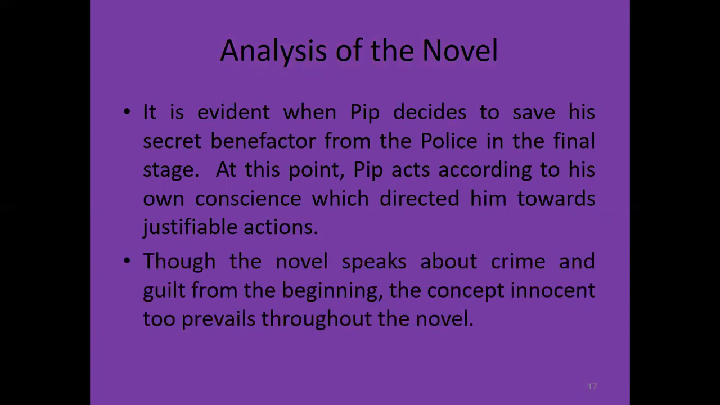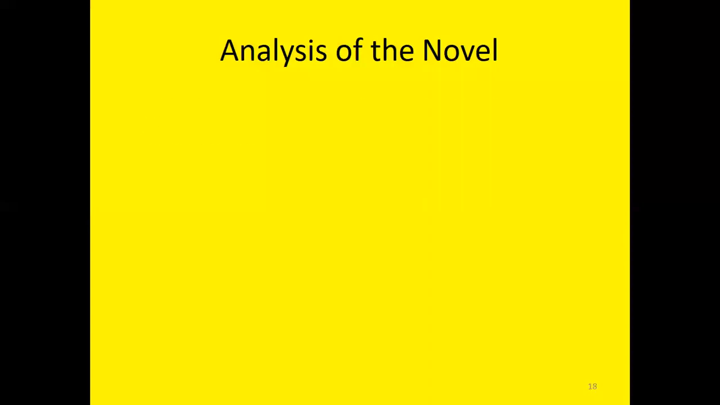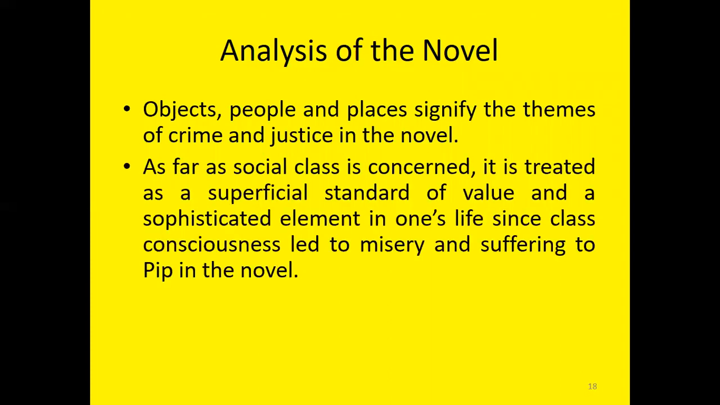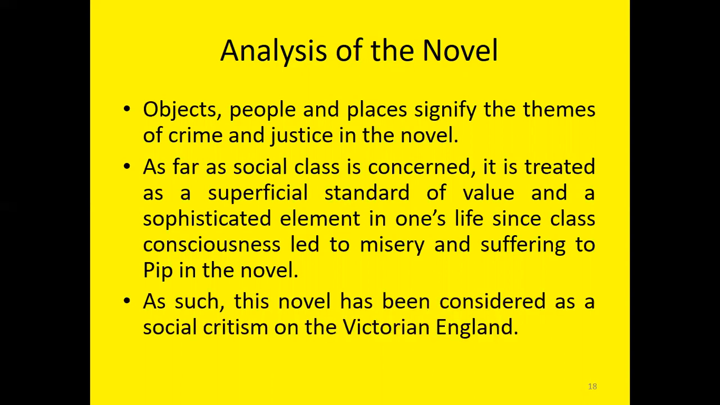Though the novel speaks about crime and guilt from the beginning, the concept of innocence too prevails throughout the novel. Objects, people, and places signify the themes of crime and justice in the novel. As far as social class is concerned, it is treated as a superficial standard of value and a sophisticated element in one's life, since class consciousness led to misery and suffering for Pip in the novel. As such, this novel has been considered a social criticism of Victorian England.